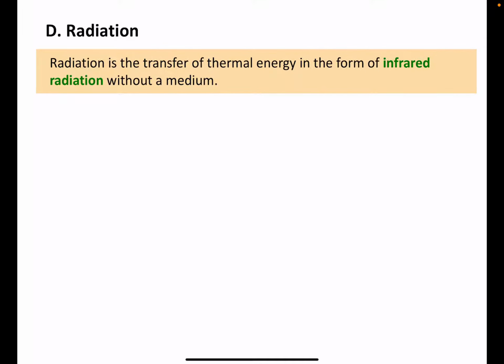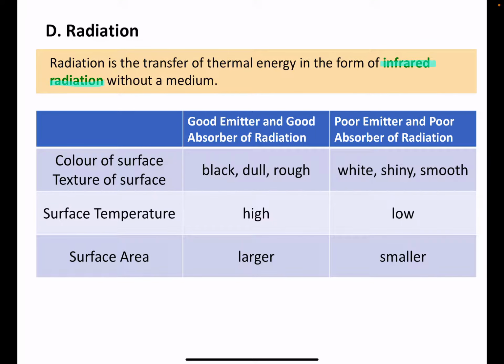Radiation is the transfer of thermal energy in the form of infrared without a medium. Now, there are many factors that affect radiation. So the color of the surface, the texture of the surface, temperature, and the surface area. So this will affect whether they are good emitters, good absorbers, or poor emitters, poor absorbers. Now, a good emitter will be a good absorber. A poor emitter will be a poor absorber.